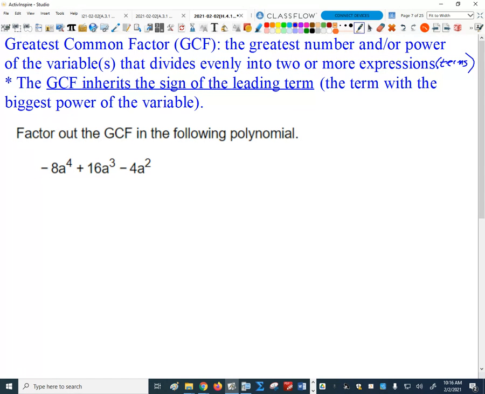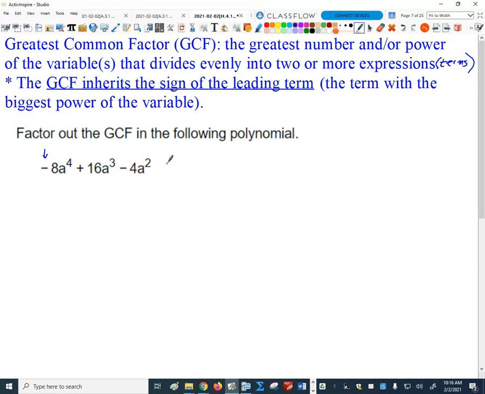Terms are things that are added or subtracted, right? So the greatest common factor always inherits the sign of the leading term, the term with the biggest power of the variable. So in this case, this is my leading term, right? It's the term that has the biggest power of A. So when I write this in standard form, I always want to write the biggest powers first, right? And if I'm factoring out a greatest common factor, in this case, because the leading term is negative, I'm going to factor out a negative.